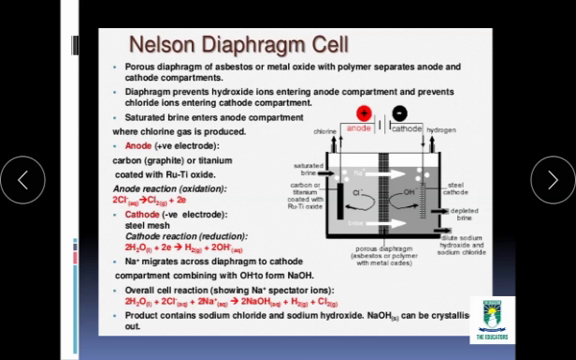The sodium hydroxide solution slowly percolates into a catch basin which is present at the bottom. So this is all about the Nelson cell, and the Nelson cell is used to prepare caustic soda, that is sodium hydroxide, with formula NaOH.